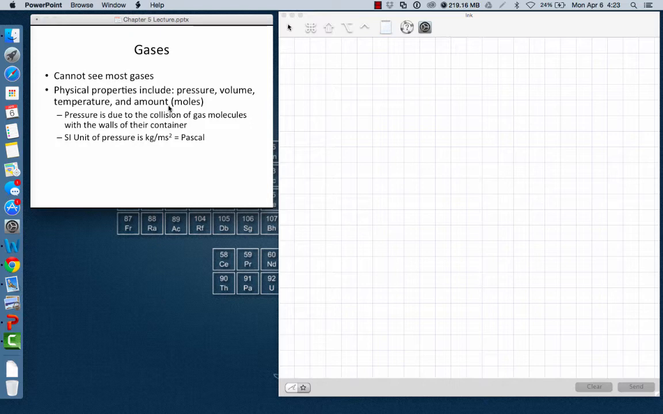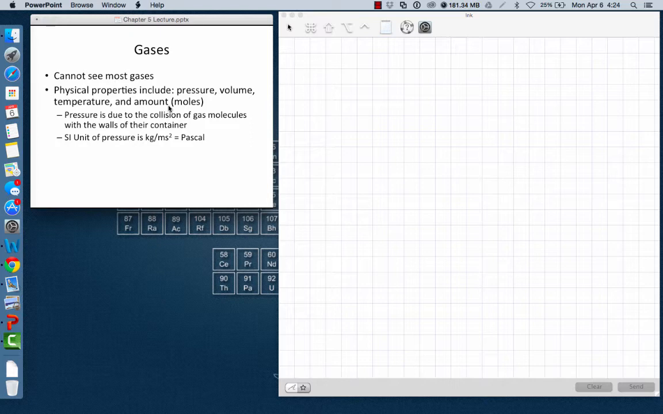So when we talk about the pressure of a gas, it's mostly due to the collision of all the little gas molecules that are just bouncing off their container that they're stored in, no matter what it is. So as we change other aspects of it, like if we increase the temperature, all the molecules move faster, and then they bounce off the walls even harder, and then of course the pressure goes up. So that's how pressure works. And all of them are related: pressure, volume, temperature, and amount.